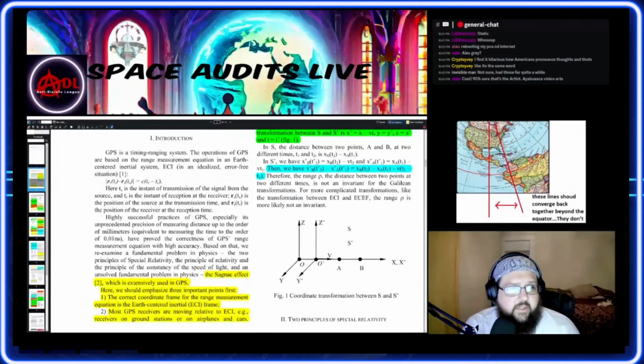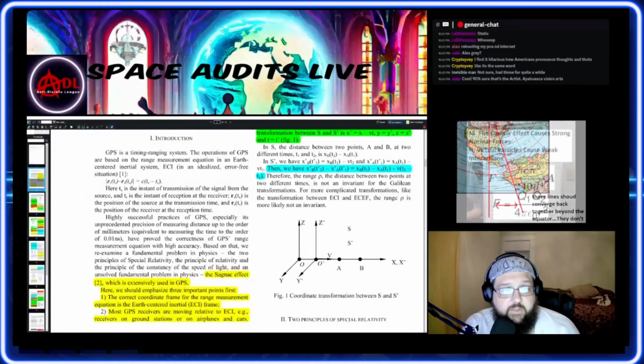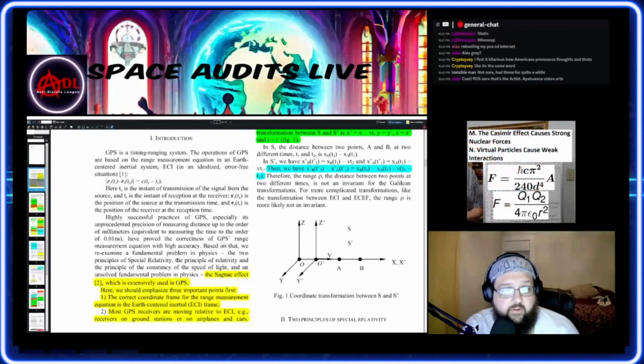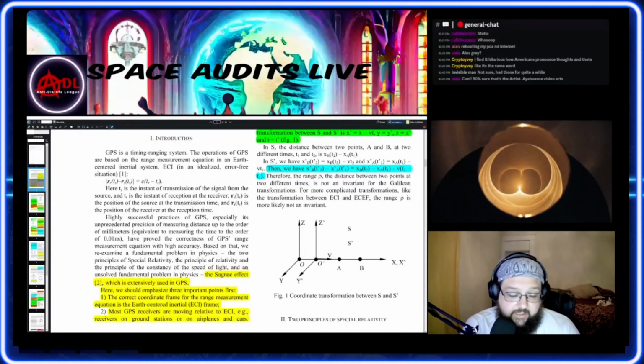So continuing, the GPS is a time ranging system. The operation of GPS is based on the range measurement equation in an Earth-centered inertial frame, the ECI, an idealized error-free situation. So the ECI reference frame, from their paradigm, what they're equating this to is being at the center of a ball where they're experiencing no motion and no rotation of the ball, the center of the Earth.